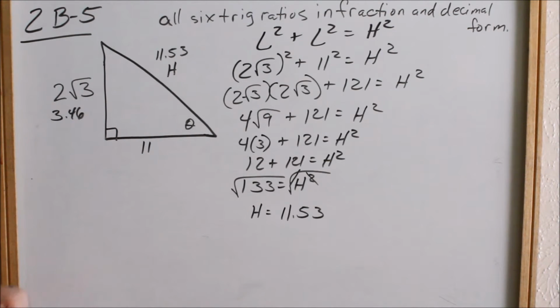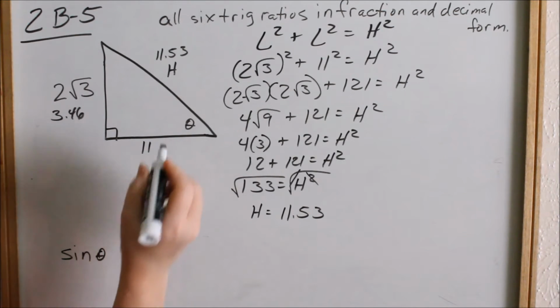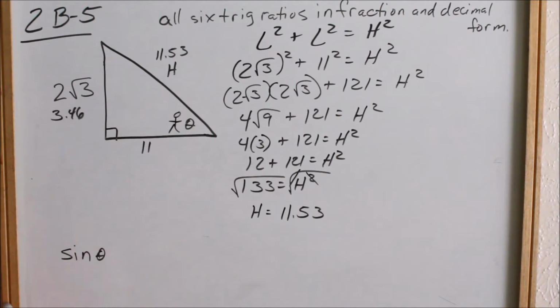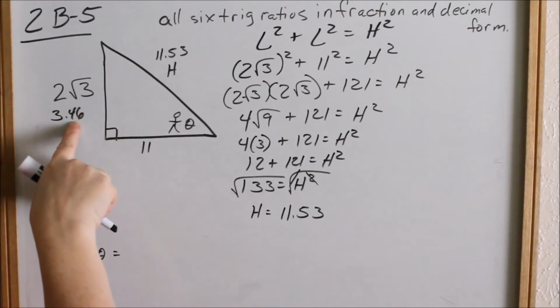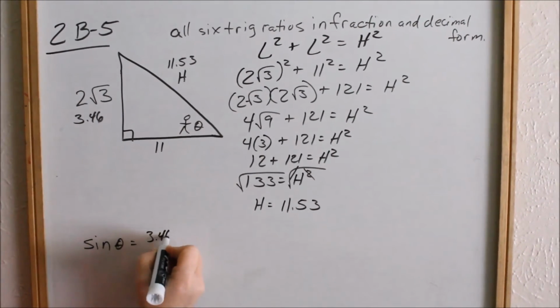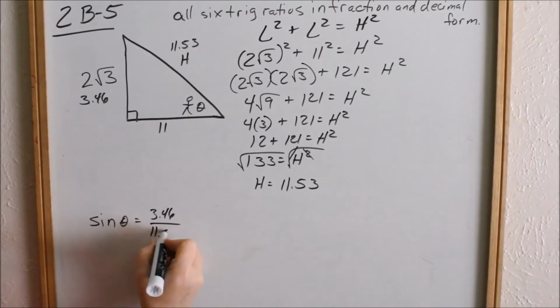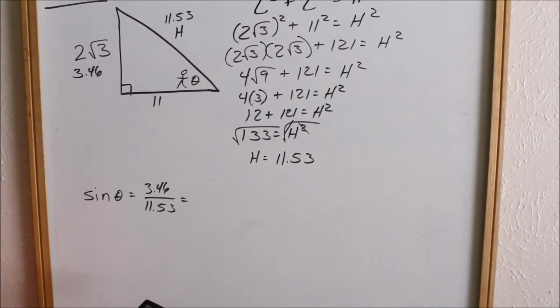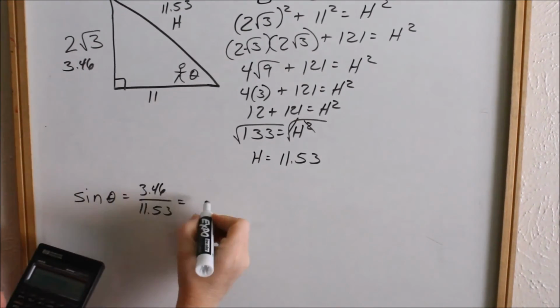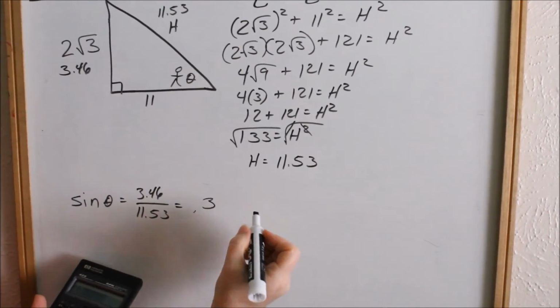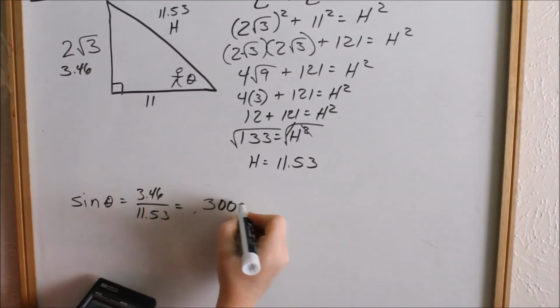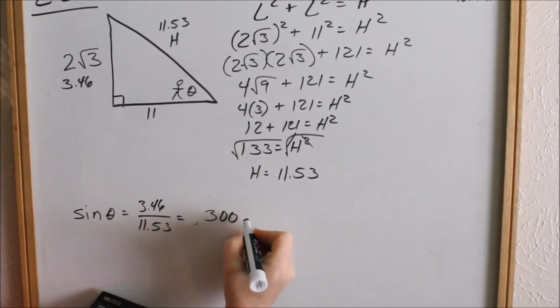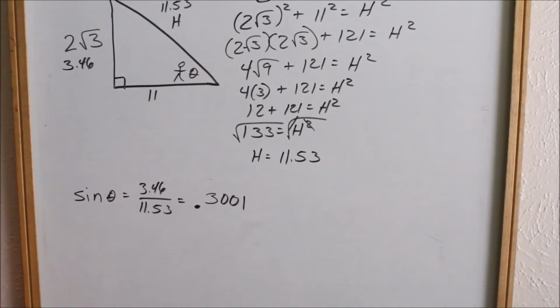Now we have all the sides of our triangle. Now we can do all 6 trig ratios. So sine theta, remember here's theta, you're the man standing at theta. Sine theta, sine is opposite over hypotenuse. You're standing here, the side opposite of you, 3.46. Hypotenuse, always the same, 11.53. Then we're going to turn this into a decimal. That's 4 decimal places. And that would be 0.3001231.